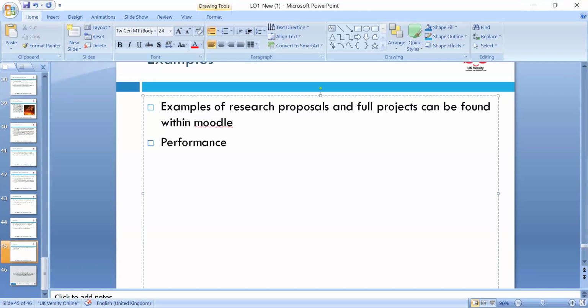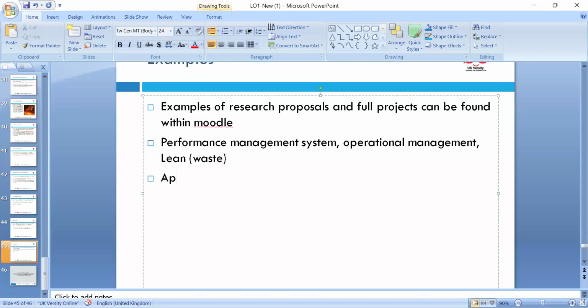So can we look at performance management systems? Think about operational management, and maybe think about lean. Lean is mean, reducing the waste. Or think about, as we said earlier, appraisal methods. That can be looked at, and that is what you can explore, which we can contextualize, and we can do the research or make the proposal for it. Any questions?